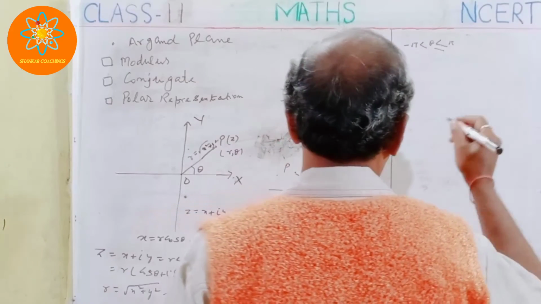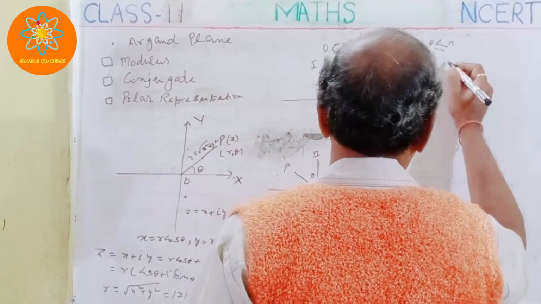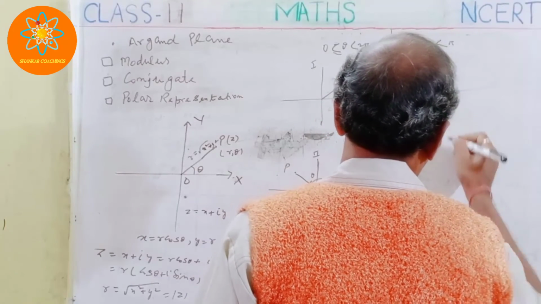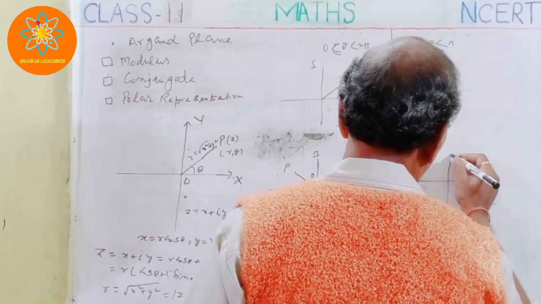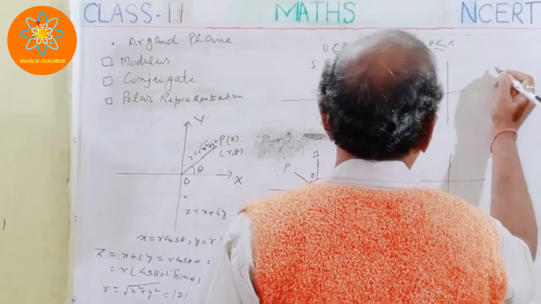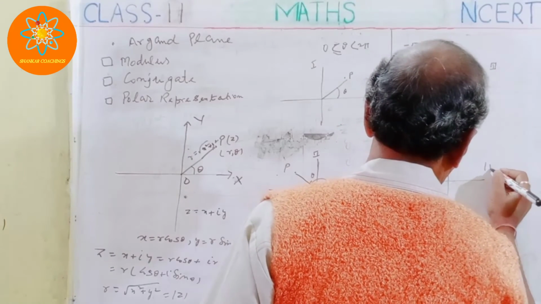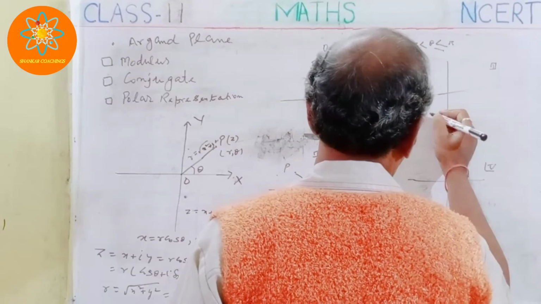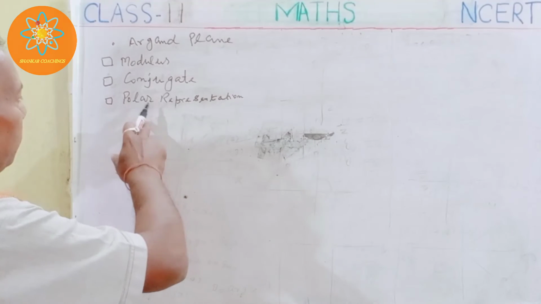Now let's suppose I am taking the case of the third and the fourth coordinate. This is the third coordinate and here it is the fourth coordinate. So in the third coordinate it will be somewhere here. And now we will see the polar representation.